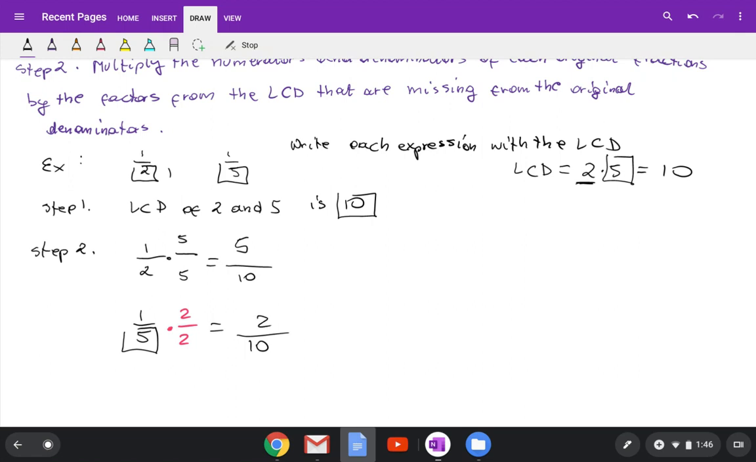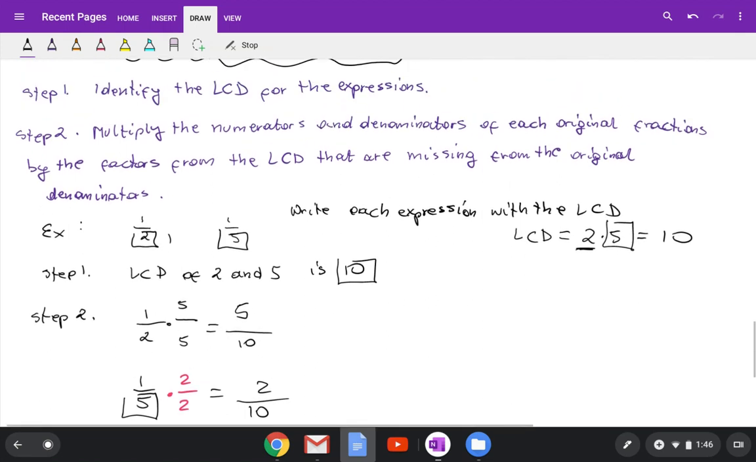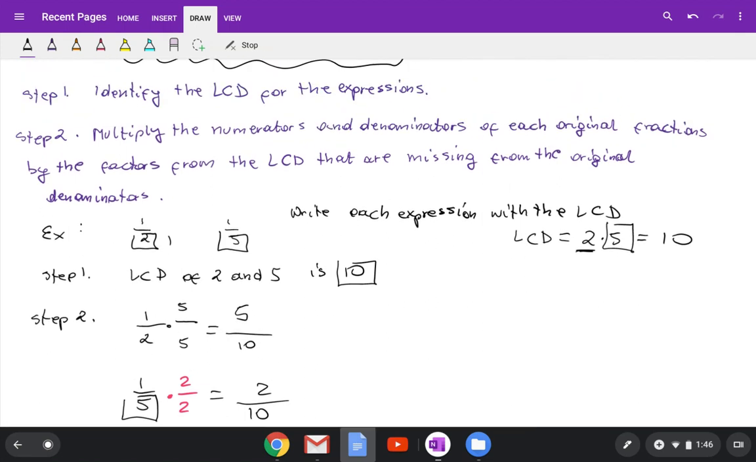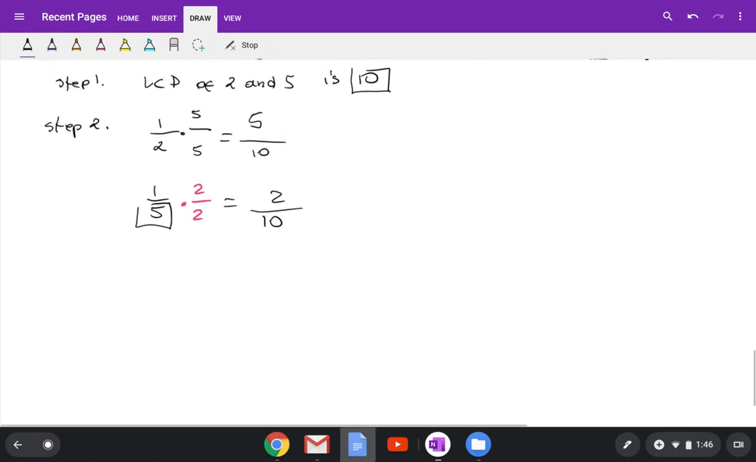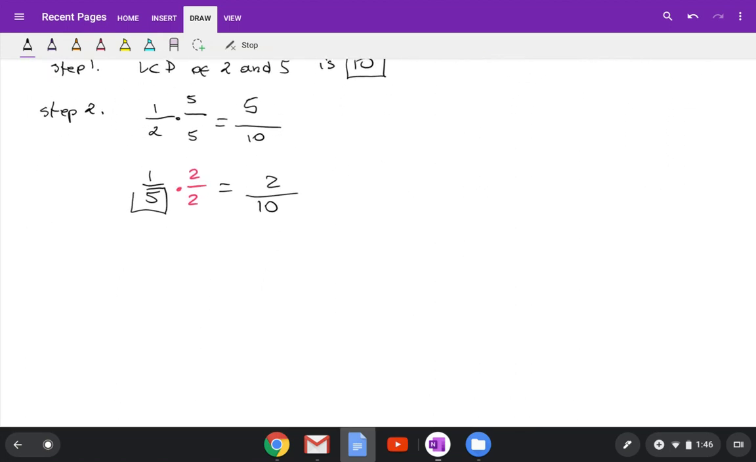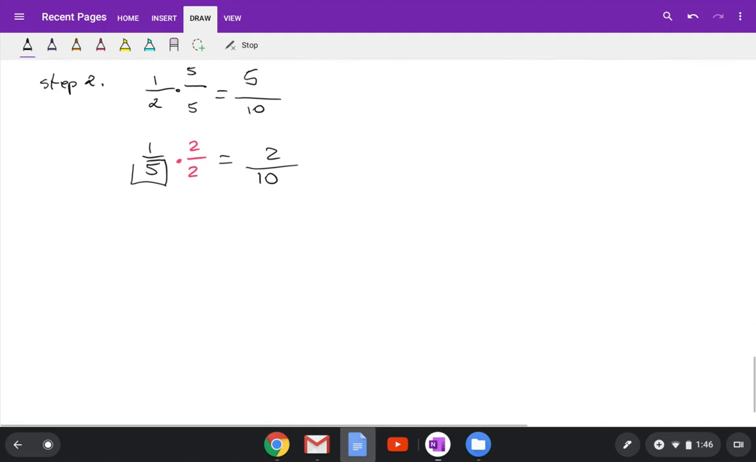And that's how we're building equivalent fractions. 1/5 is the same as 2/10. I'm not sure if that helped, but this is what we're doing with rational expressions. Okay, we're building equivalent expressions using LCD as a factor. So let me give you example 3.